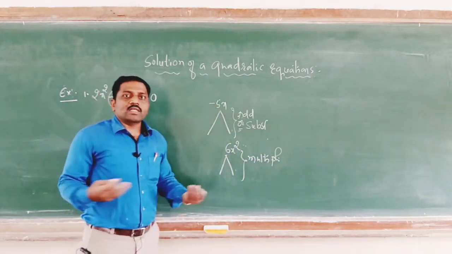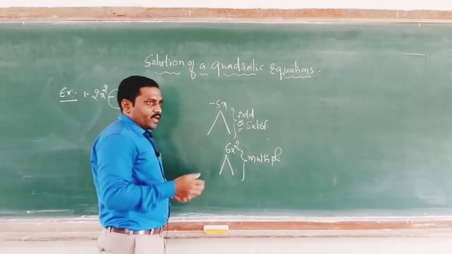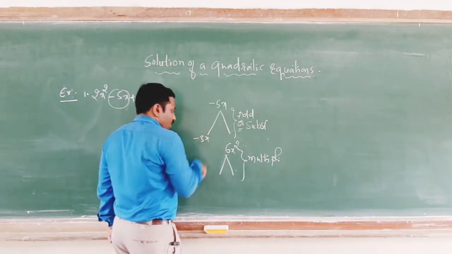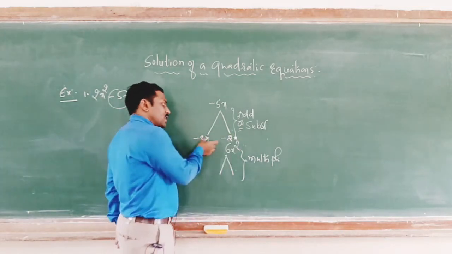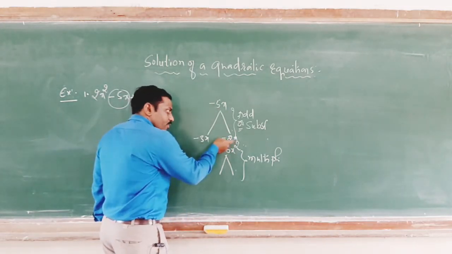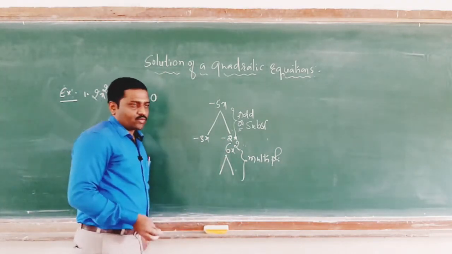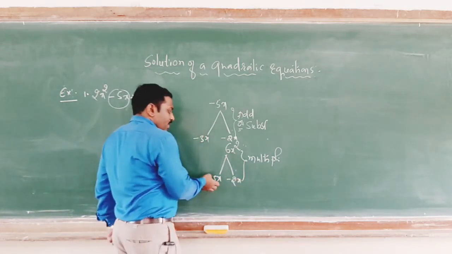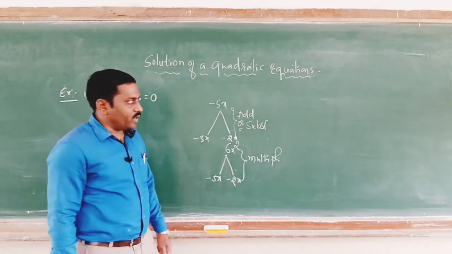What are those numbers? Minus 5x, either you can add or subtract, we get minus 5x. Here minus 3x and minus 2x. Adding minus 3x and minus 2x, we get minus 5x. And the same split terms multiplied give 6x square. Minus 3x into minus 2x is what? Plus 6x square.